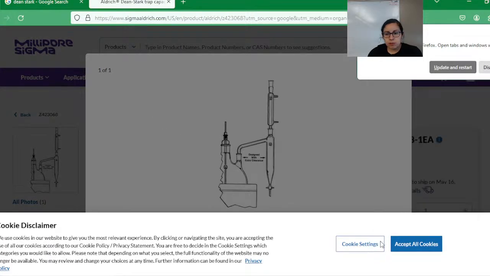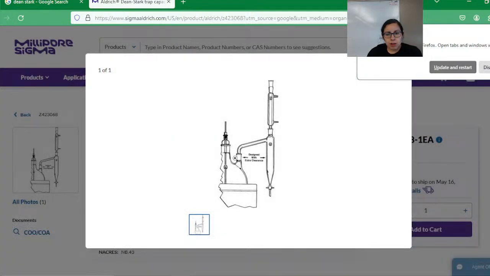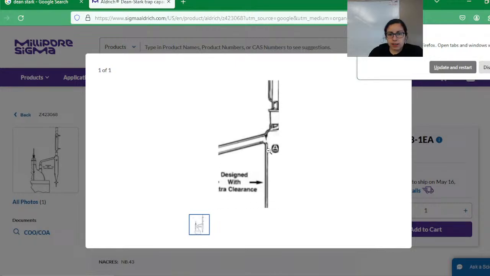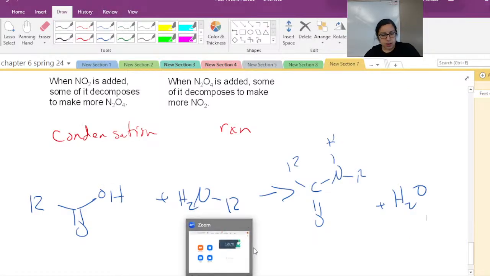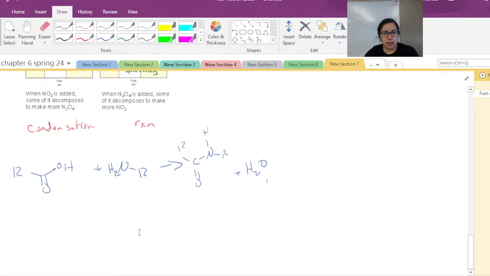We can get a more zoomed in picture. So right, you heat it up, your solvent travels up here, and then this is just a condenser, so it gets cooled back down. And then you have your solvent collecting in this little location over here. Let's explain what the Dean-Stark is doing, and then we'll look at Le Chatelier's principle.